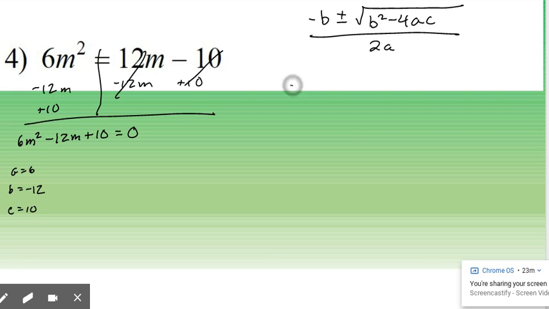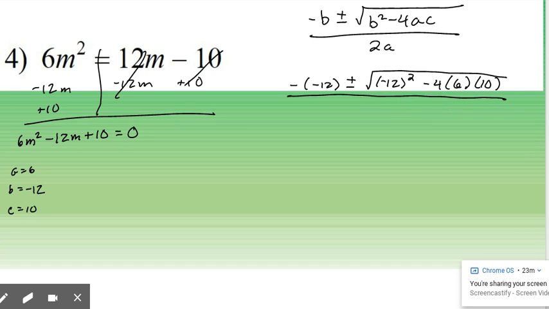So negative of negative 12, because B is negative 12, plus or minus square root of negative 12 squared minus 4 times 6 times 10. This is all over 2 times 6. Okay. Now, remember, we always do this part first. And really the big reason for making sure we take care of that is it's going to let you know how many solutions you have.